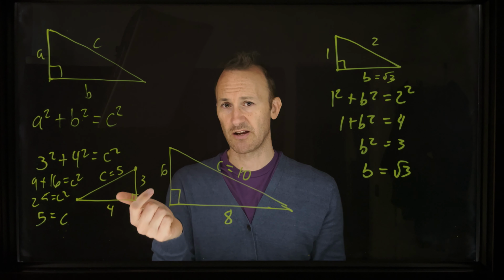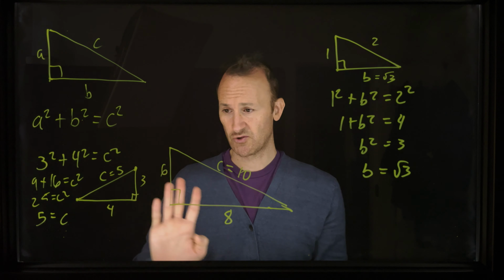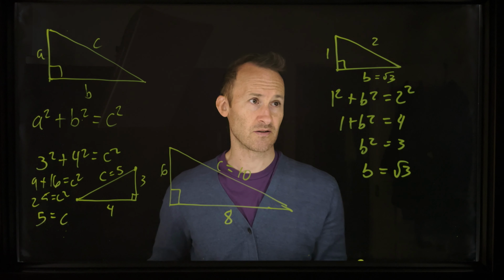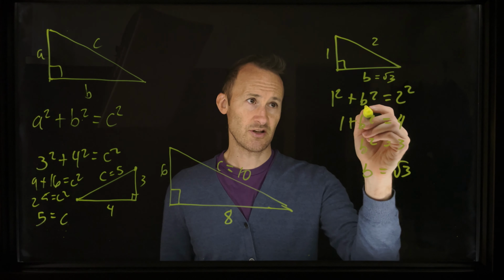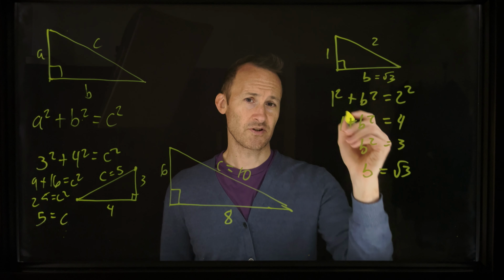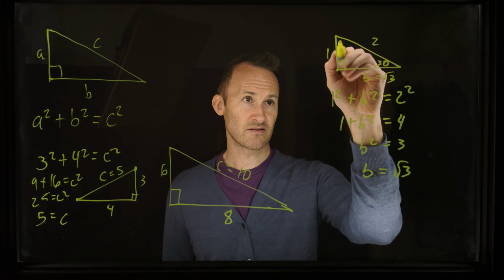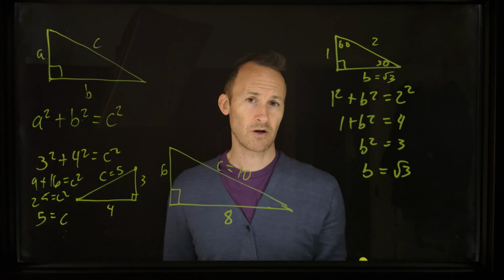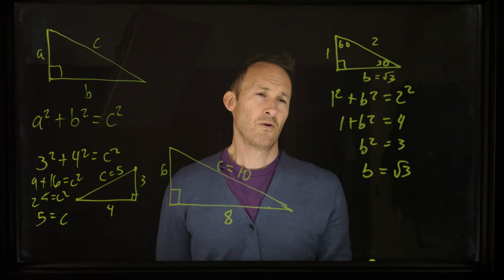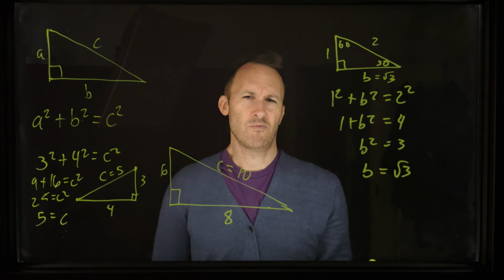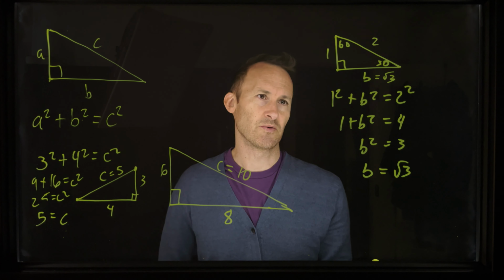I don't actually know what the angles are for the 3, 4, 5. We could use trig to figure that out. We're not going to, maybe at a later time. But I will just tell you that this is a 30, 60, 90 triangle. And so this angle is 30 degrees and this angle is 60 degrees. Why is that important? Well, you're going to see in a little bit why it's important.